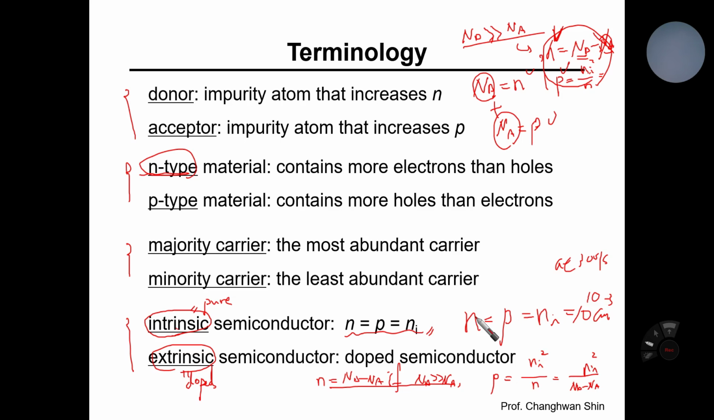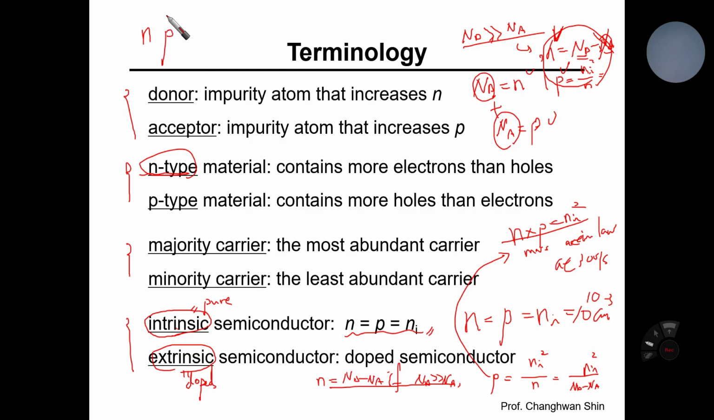Okay. So here I would like to mention the name of the equation. n times p is equal to ni squared. That is named the mass action law. Using the mass action law, we can estimate the hole concentration or electron concentration if we know the donor and acceptor concentration.